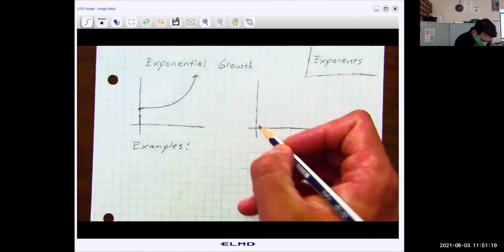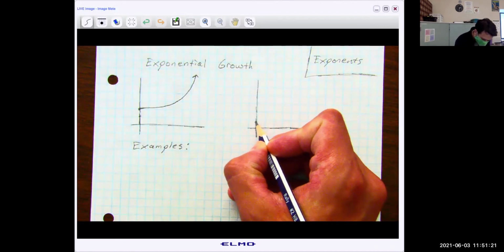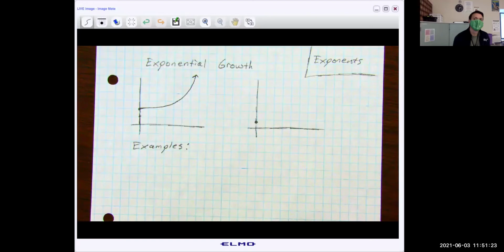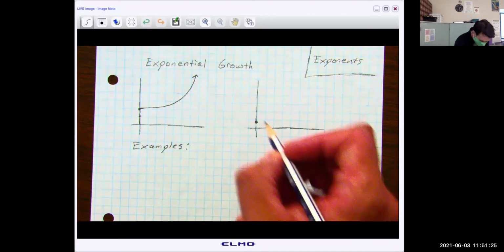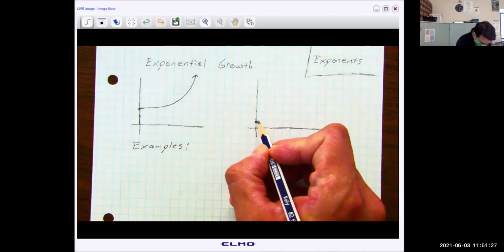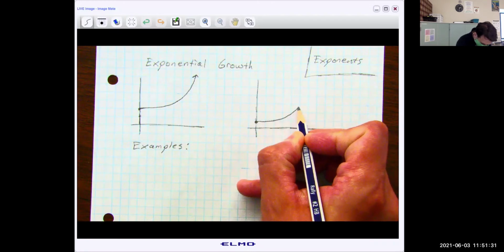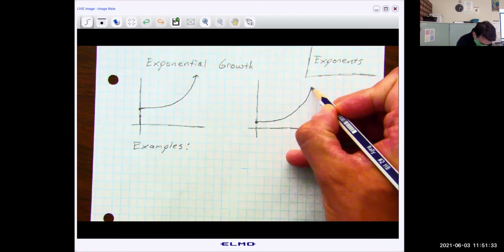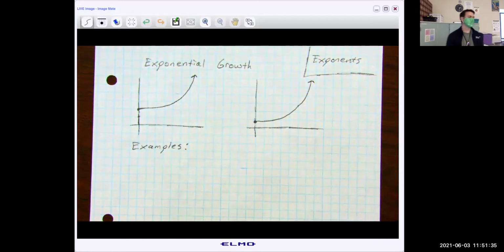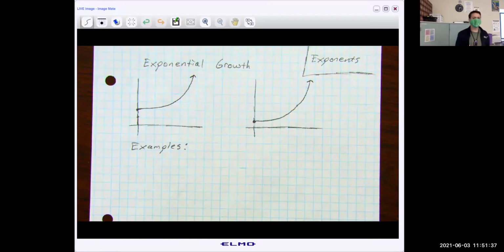Or here's another example. Maybe we start a little bit lower on the y-axis. And same kind of thing. The numbers begin growing slowly at first, but then they kind of take off. And you end up with what looks like almost a vertical line. It never becomes a vertical line, but it looks really close to one. These are the kinds of graphs we're going to be talking about today. They're called exponential growth graphs.